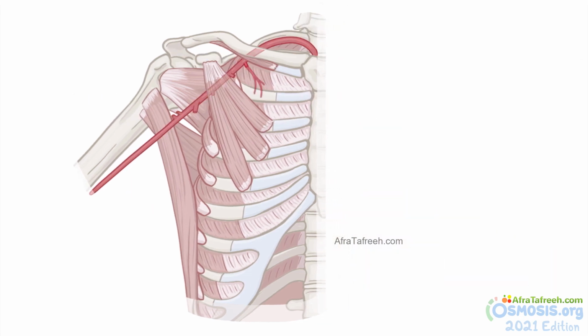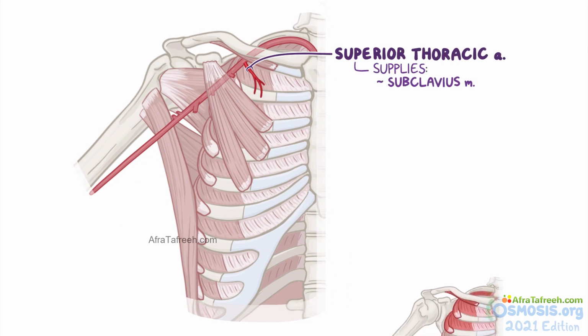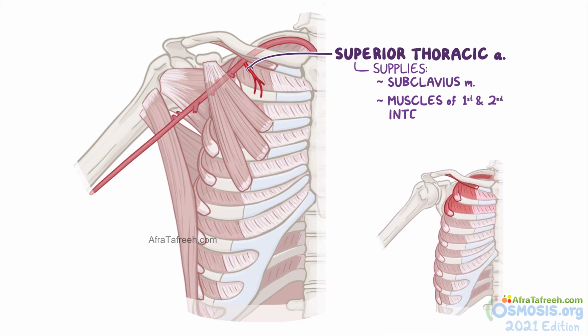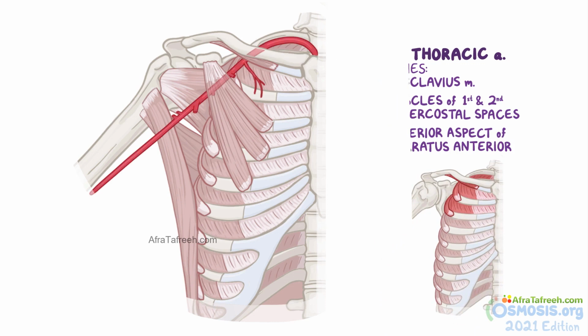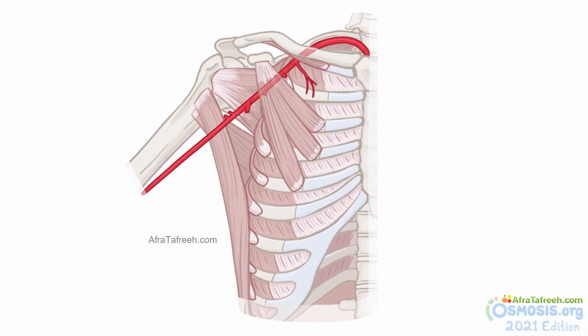The first part has 1 branch, the superior thoracic artery, which supplies the subclavius muscle, the muscles of the first and second intercostal spaces, as well as the superior aspect of the serratus anterior. The second part usually has 2 branches, the thoracoacromial artery and the lateral thoracic artery.